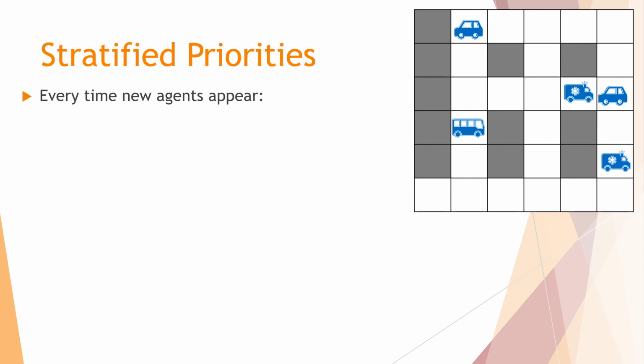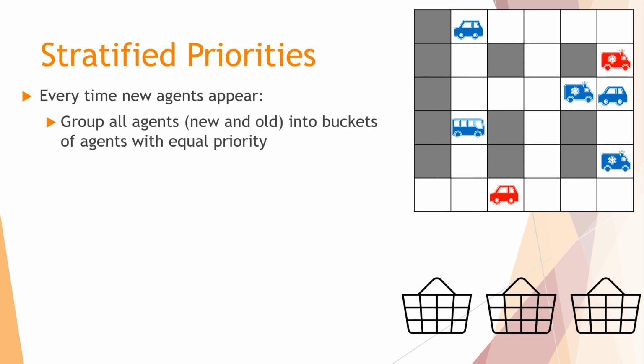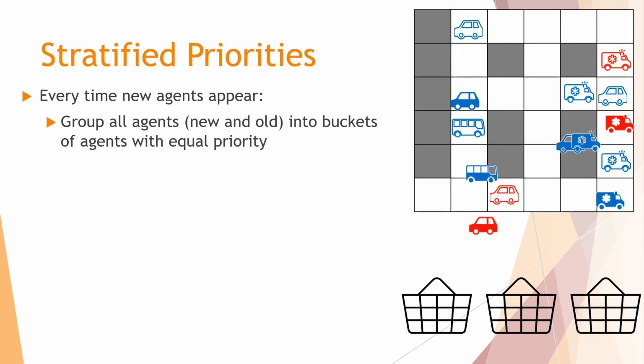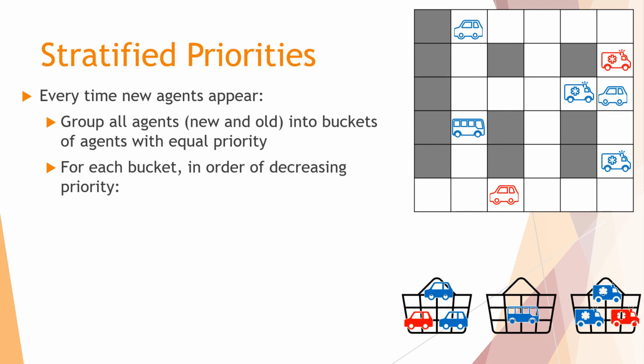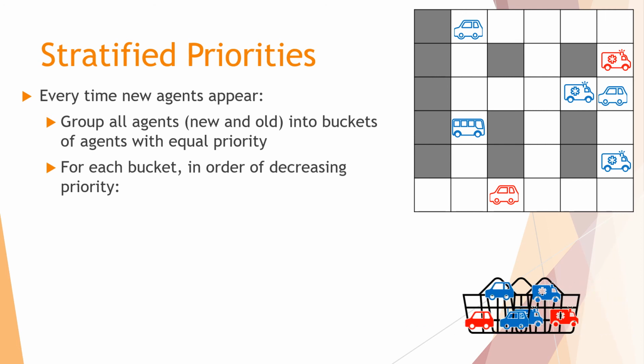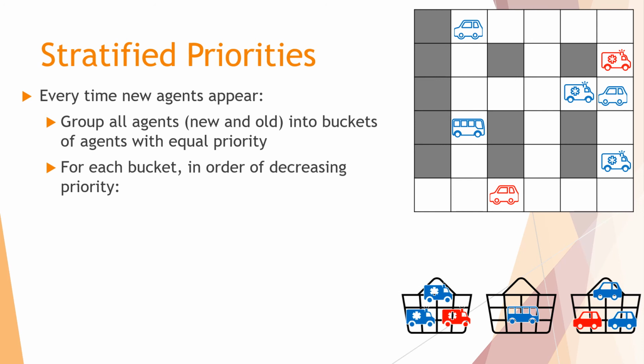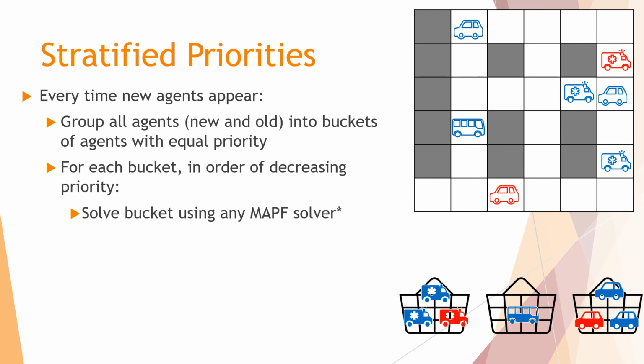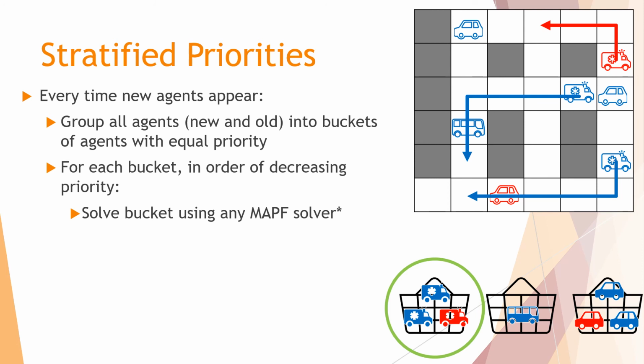In this algorithm, whenever new agents appear, we take all agents, both new and old, and divide them into buckets of agents with equal priority. We sort the buckets from highest to lowest priority. We then start to iterate over the buckets. We attempt to find a solution for the group of agents contained in the bucket via delegation to any MAPF solver. If we find a solution, we protect it in a reservation table.